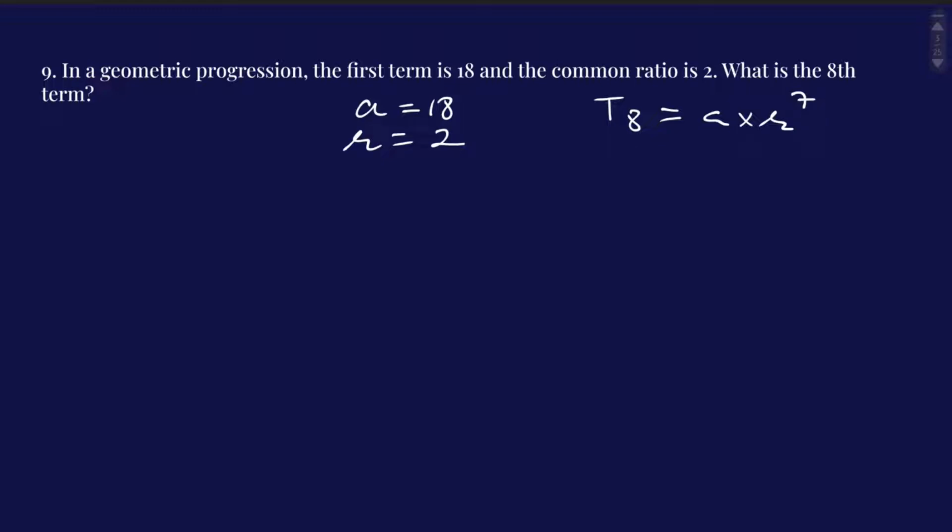So let us put our values into the variables. Okay, so we will get 18 into 2 to the power 7. 2 to the power 7 is nothing but 128. We will get 18 into 128, which will be equal to 2304.